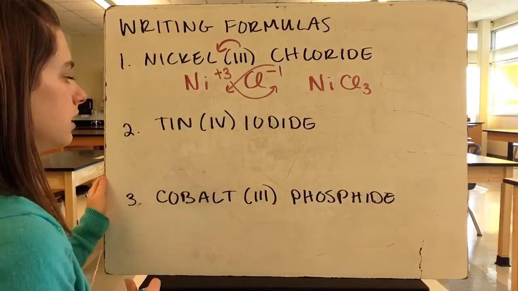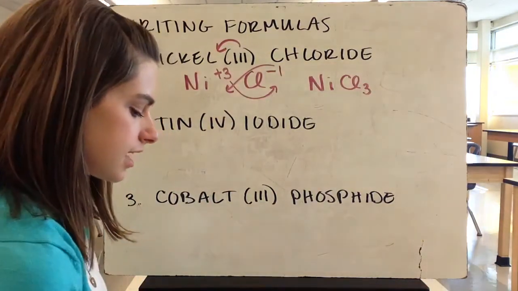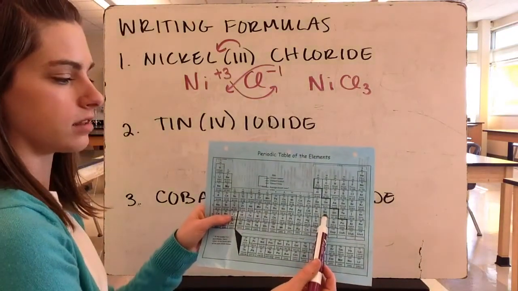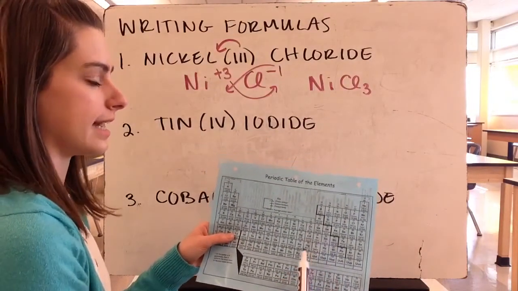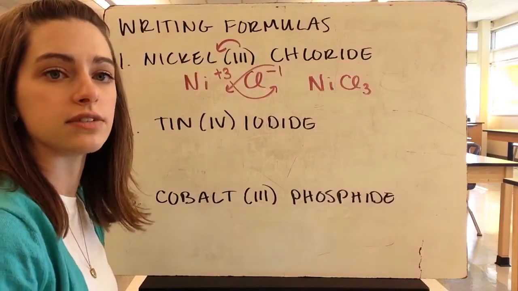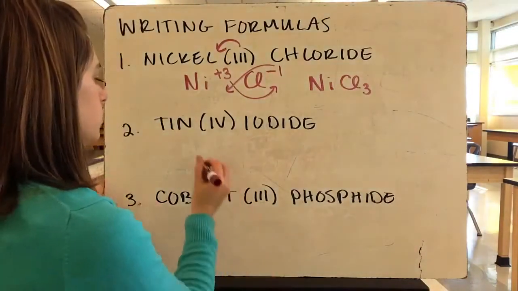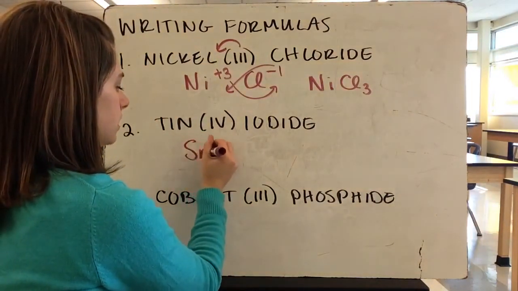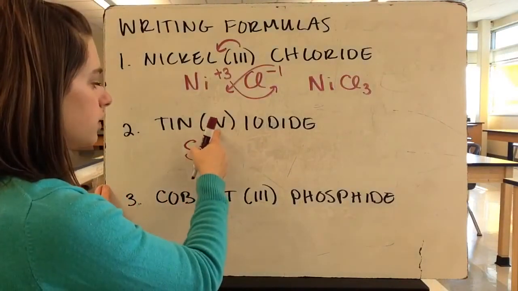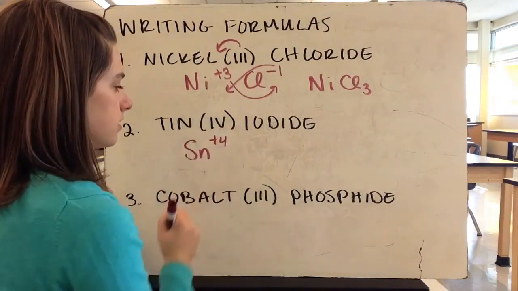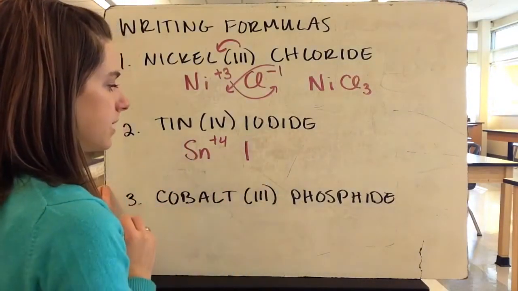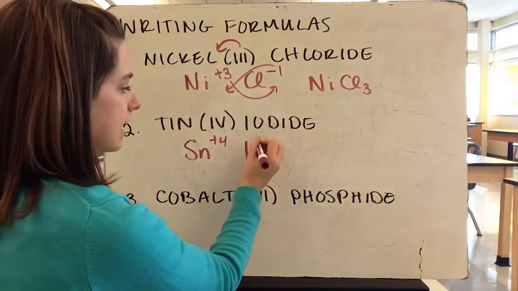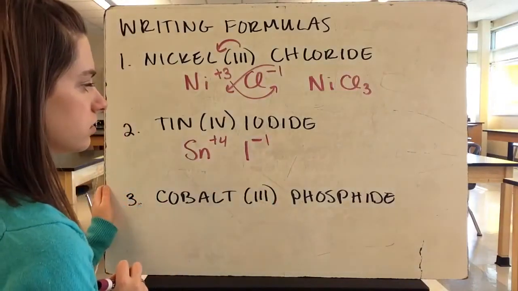Let's look at our next example. Let's look at tin. Tin is on the periodic table. It's not technically a transition metal. It's over here in our other metals. But for our purposes, we're going to treat it as a transition metal because tin can have different charges as well. So tin's symbol is Sn. The Roman numeral 4 tells us it has a +4 charge. Iodide is the element iodine. Iodine has a -1 charge.